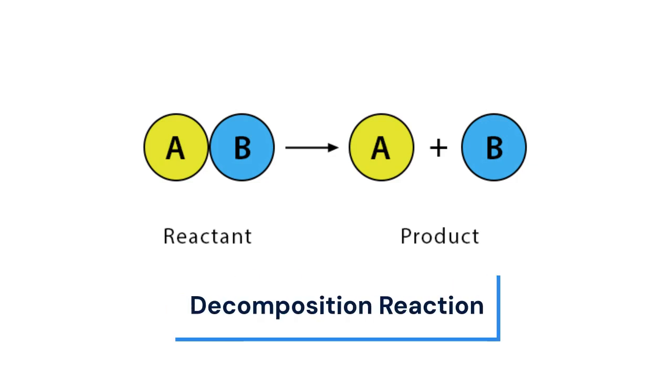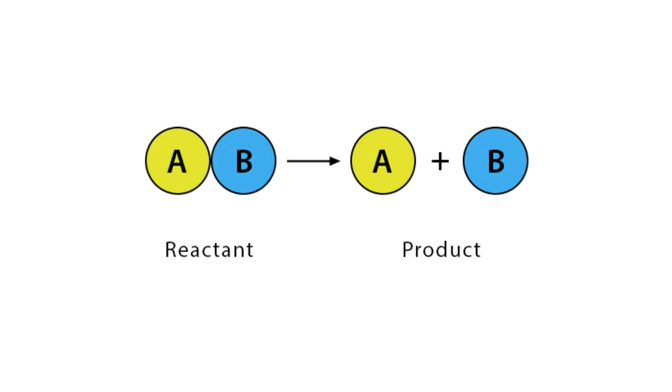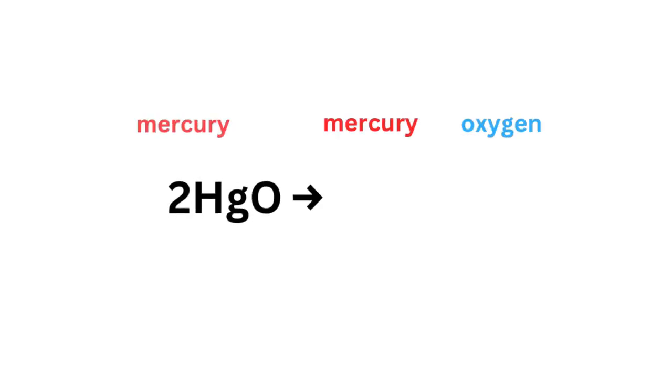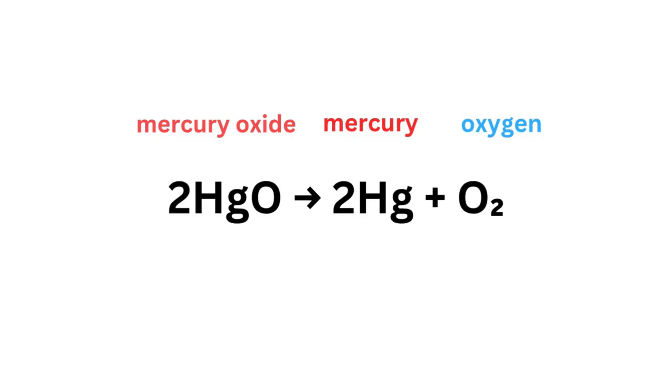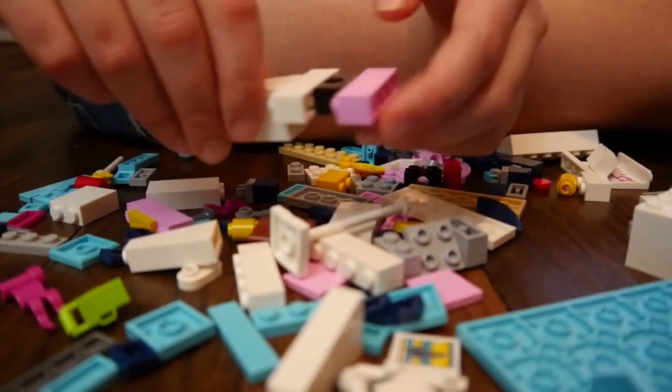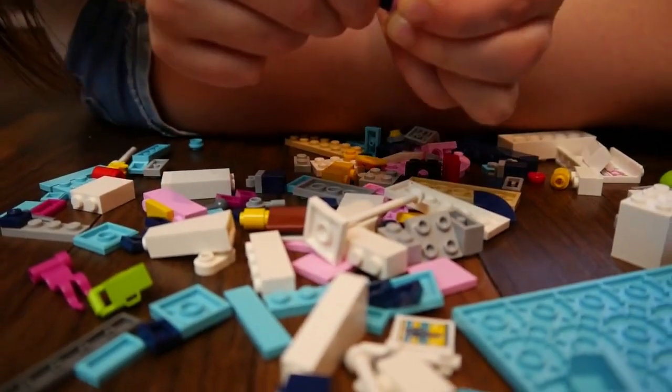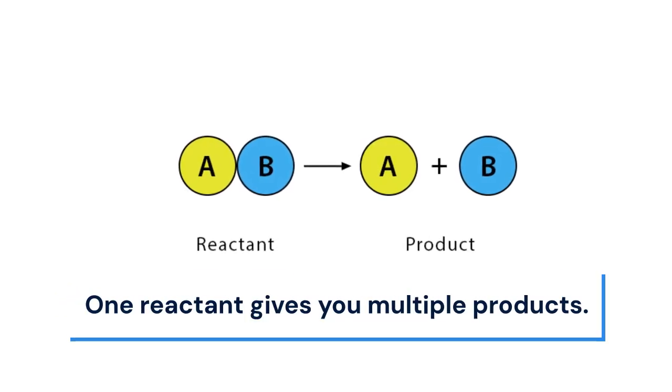Now let's look at the opposite reaction, decomposition. This is when a single compound breaks down into 2 or more simpler substances. For example, heating mercury oxide splits it into mercury and oxygen. It's like breaking apart a Lego model into the original smaller blocks. One reactant gives you multiple products.